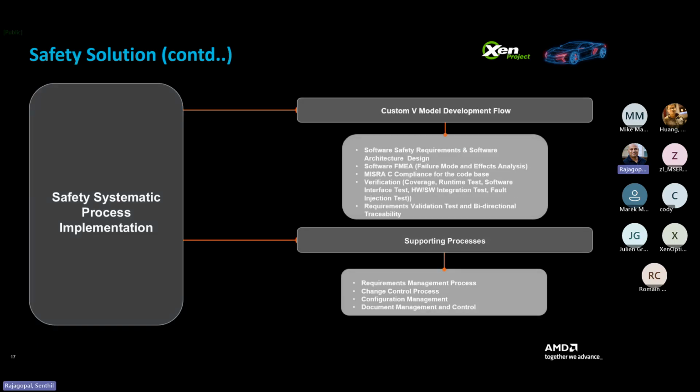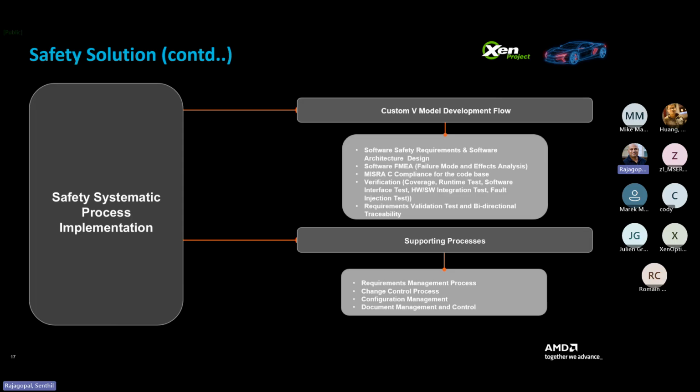And the supporting process, the one that we have, is an open source based development process. We customized that, or we mapped that process to a custom V model development, which is required by ISO 26262 and IEC 61508. And we added some verification activities like coverage and runtime test, software interface test, hardware software integration test, and fault injection test, under the overall requirements validation with bidirectional traceability.